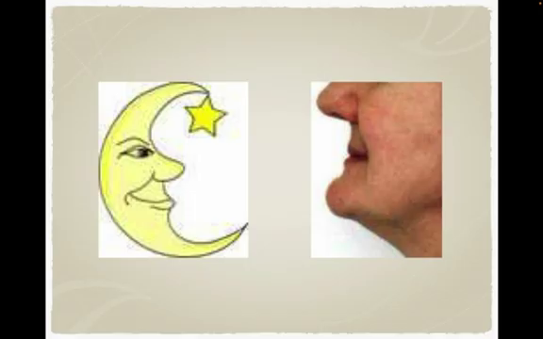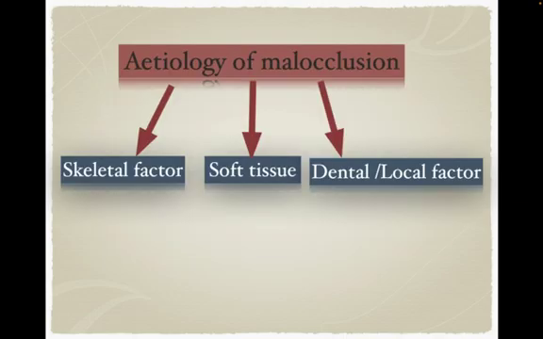That's why you don't want to extract in class 2 division 2, because you don't want the patient's profile to look like this concave profile. The patient has a prominent nose, a prominent chin, and if you do extraction and retraction, it will make it even worse. All you need to do is to push the teeth forward. That was about the soft tissue as a part of the etiology.